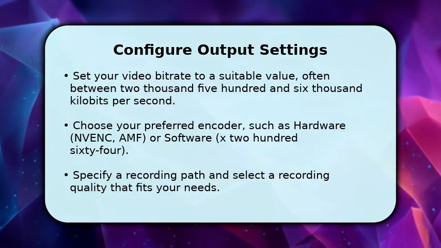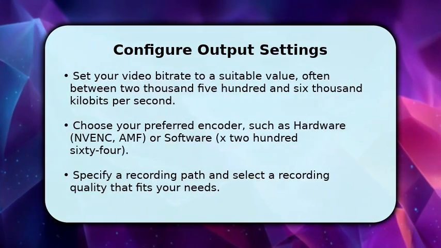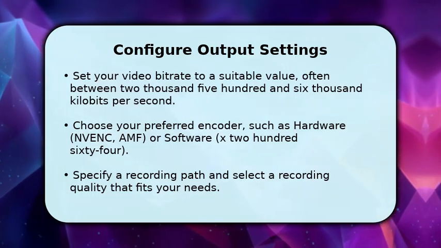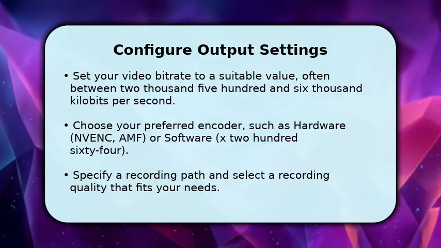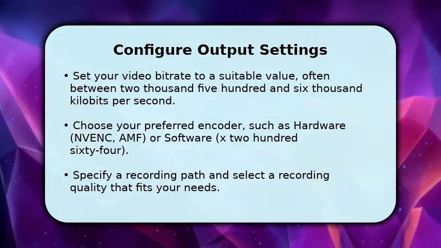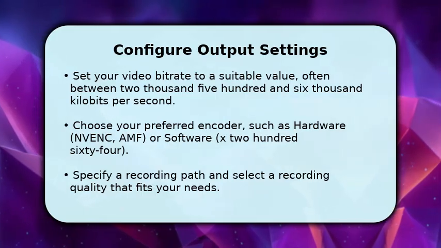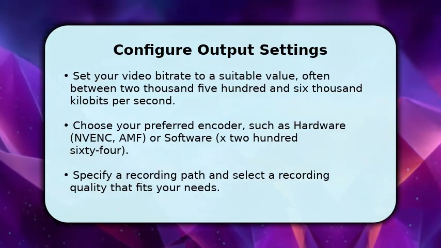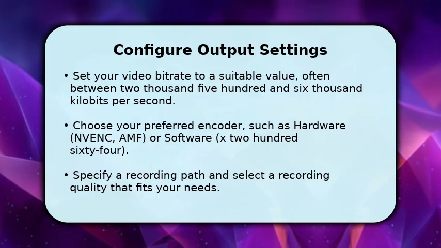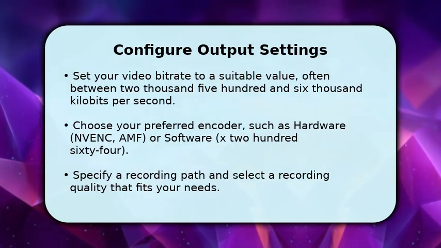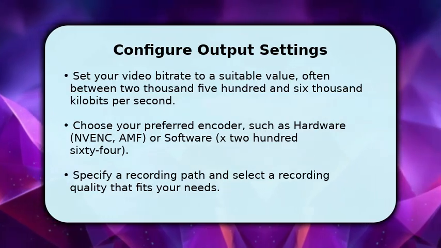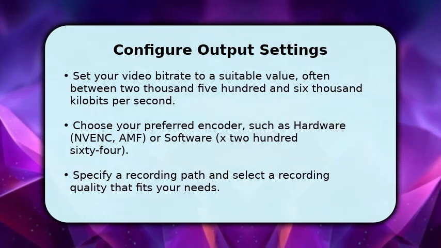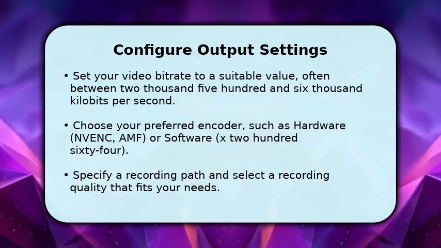For streaming, set your video bitrate. A common range is between 2,500 and 6,000 kilobits per second, depending on your internet speed and desired quality. Select your encoder. Hardware encoders like NVENC or AMF use your graphics card, while X264 uses your CPU. For recording, choose a save path and a recording quality, such as high quality, medium file size.